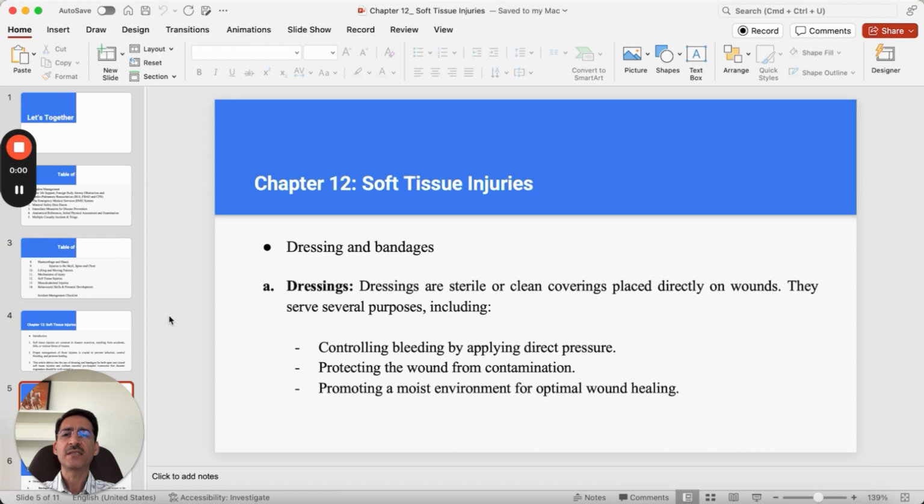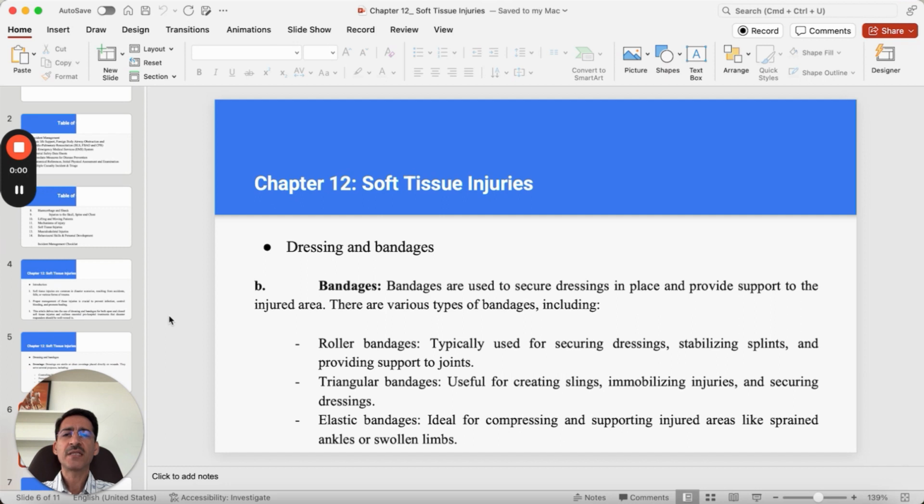Dressings and bandages. Dressings are sterile or clean coverings placed directly on wounds. They serve several purposes, including controlling bleeding by applying direct pressure, protecting the wound from contamination, and promoting a moist environment for optimal wound healing. Bandages are used to secure dressings in place and provide support to the injured area.